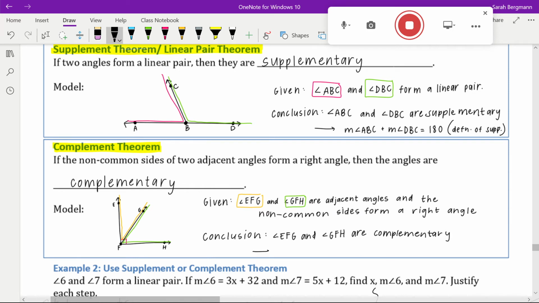Therefore, by the definition of complementary, you could always use this as your next step. You could always say the measure of angle EFG plus the measure of angle GFH must equal 90 by the definition of complementary.